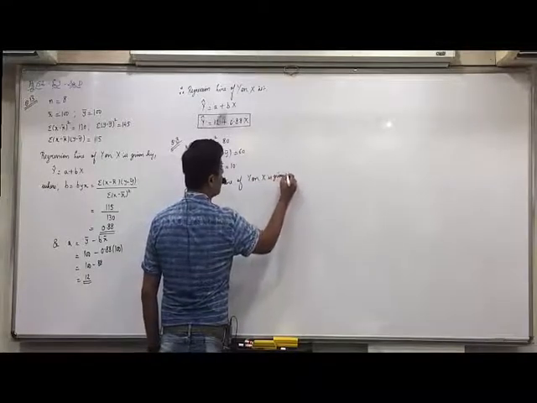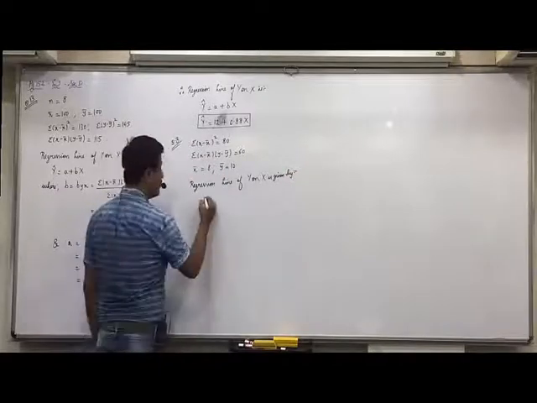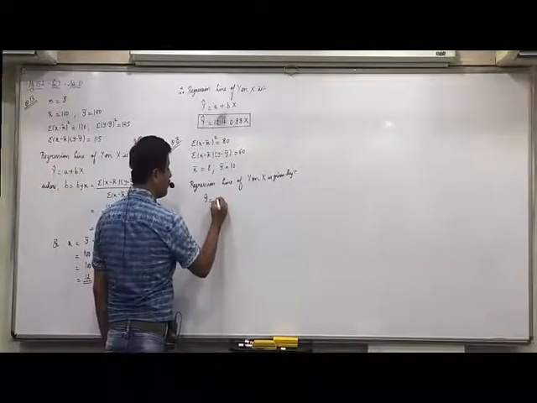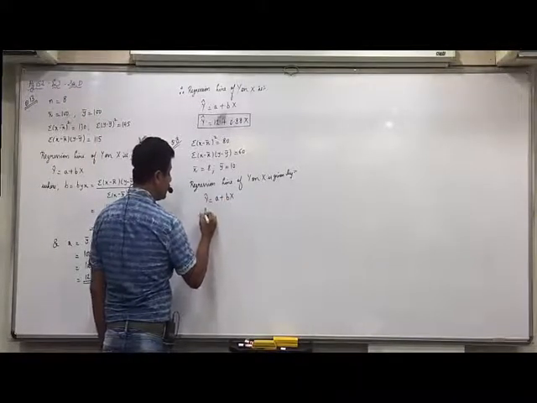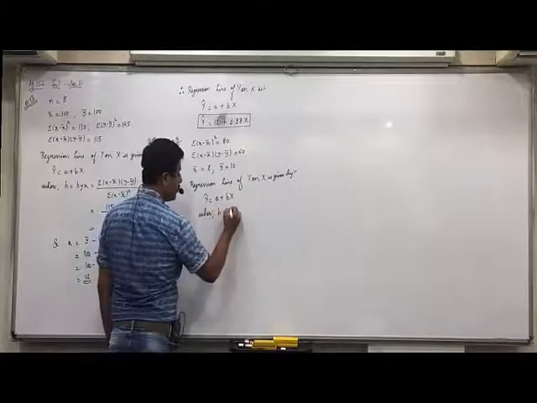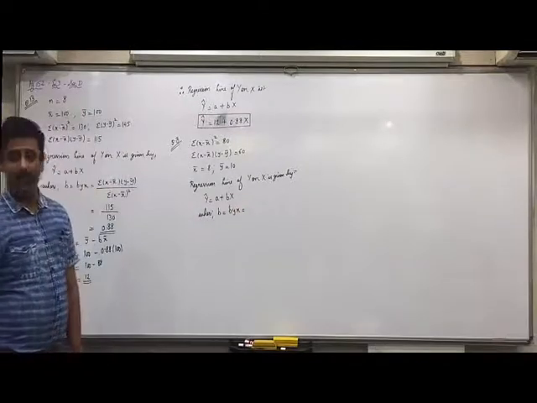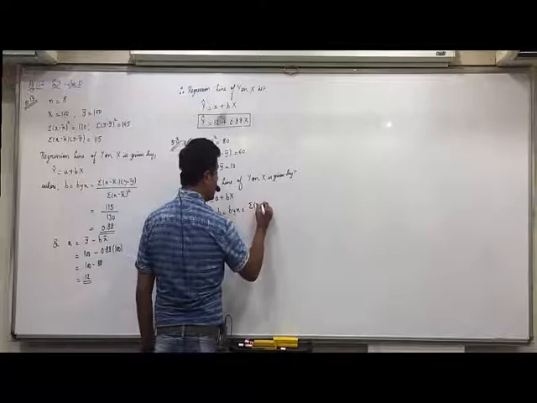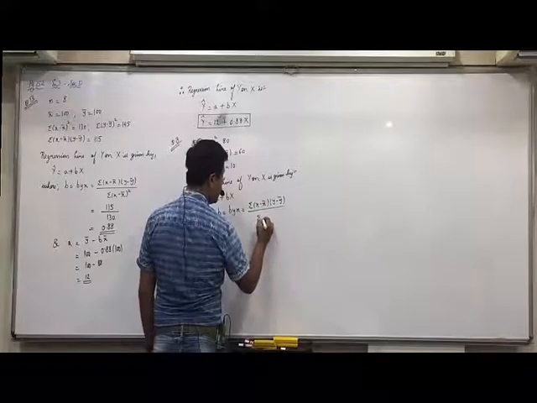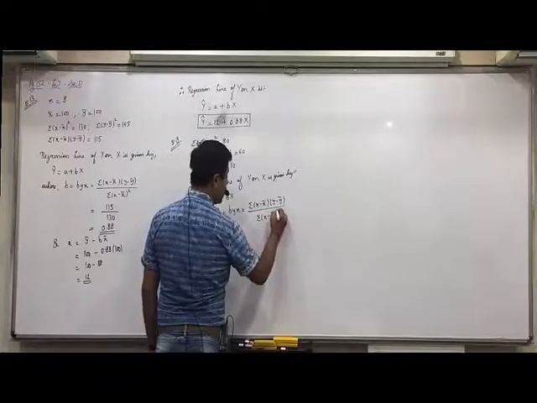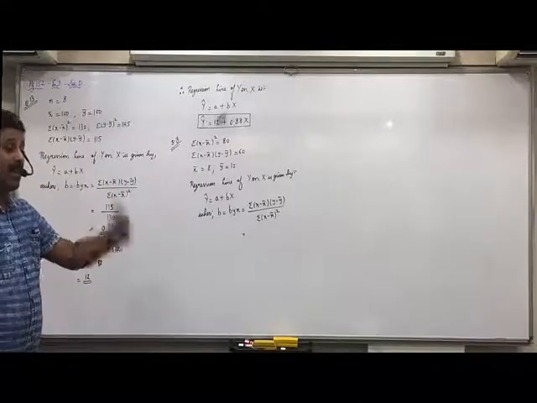The regression line of y on x is given by y cap is equal to a plus bx. Further, where b is equal to b_yx, which is equal to sigma (x minus x bar) into (y minus y bar) upon sigma (x minus x bar) whole square. Then we shall put the values.